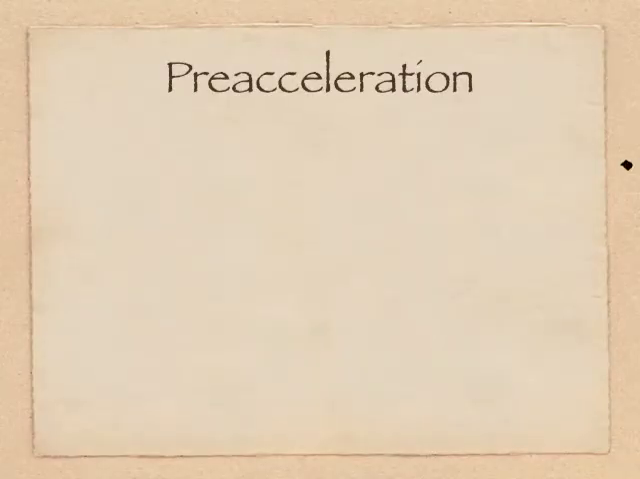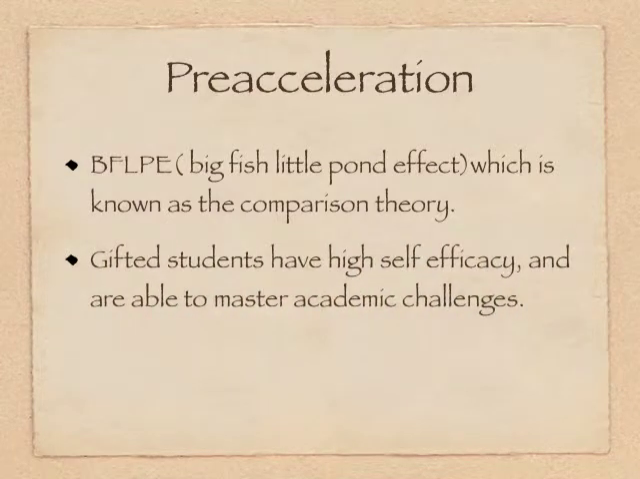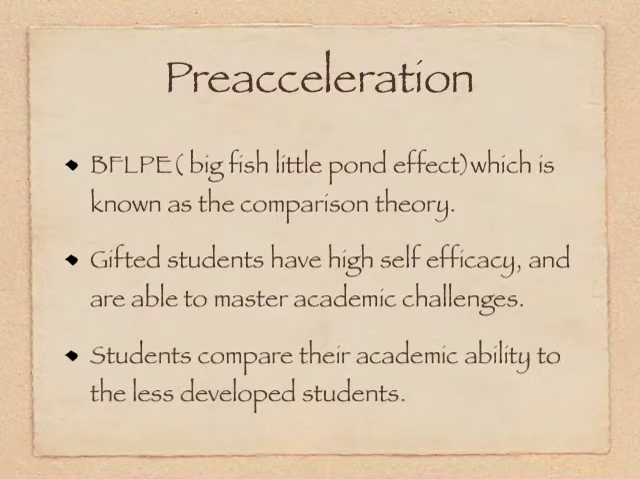In pre-acceleration, we have the big fish, little pond effect, which is known as a comparison theory, where the gifted student feels much superior to the less gifted student. Gifted students have high self-efficacy and are able to master academic challenges in the regular classroom. Students compare their academic level to the less developed students.